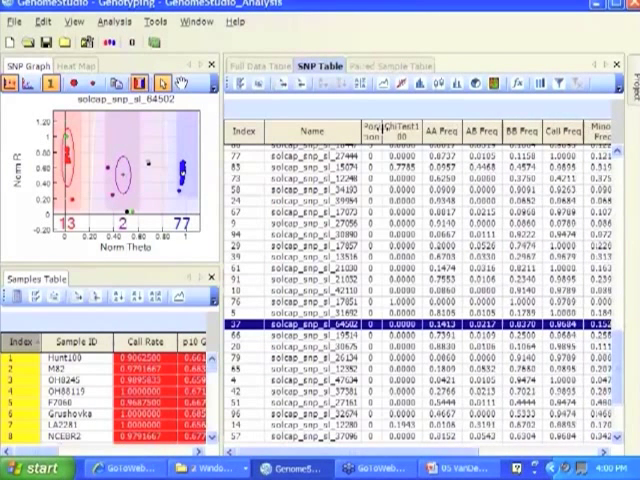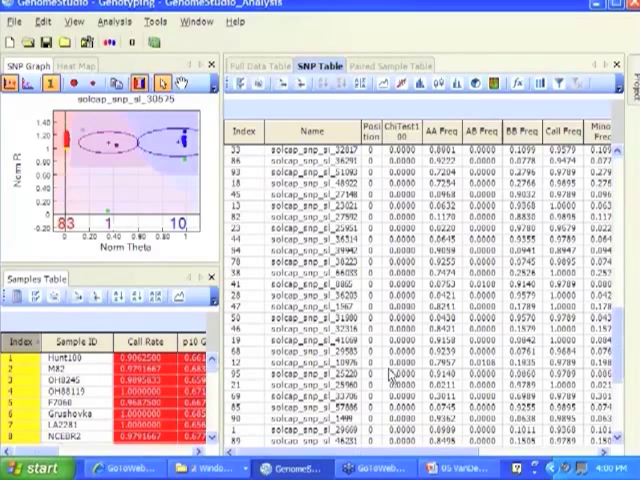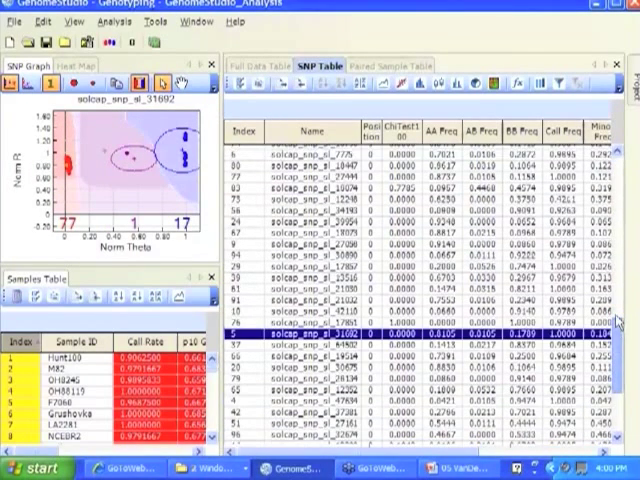Okay, position. So what it'll do is a chi-square test on these frequencies. So the number of A alleles, number of B alleles, chi-square test with those. So they're all significant in this case. And you can define what the test is.